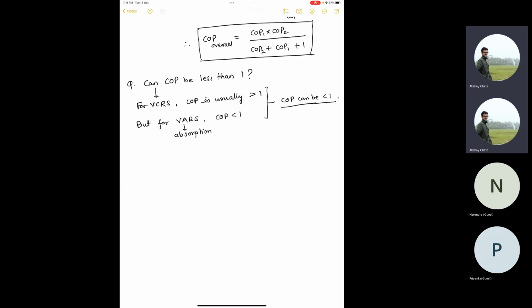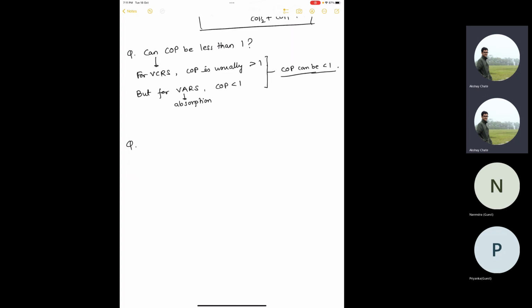I'll take one important problem, which I felt is one of the best problems asked from this topic in the GATE exam. This is a slightly difficult problem. This was asked in 2016. I applied for GATE in 2017, but this was asked one year before that. Many people could not solve this problem, because this is not a typical problem that is asked in every question related to VCRS.